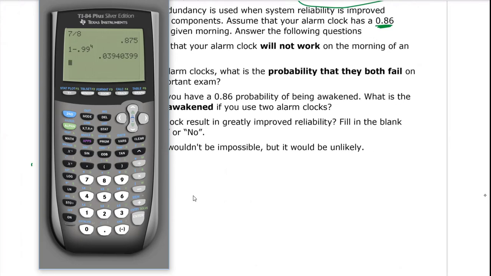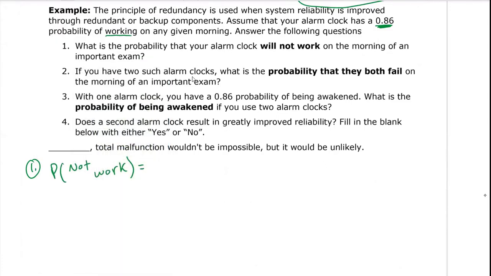So the first question, number 1, says, what's the probability the alarm will not work? Well, if it's got an 86% probability of working, I think most everybody can figure this one out without me really telling you. If it's got an 86% chance of working, what's the probability that the clock will not work? Oh, let me move my calculator here. Sorry about that. So we have this problem right here just below. The principle of redundancy is used, and I've got an 86% chance of the clock working on any given morning. What's the probability of the clock not working?